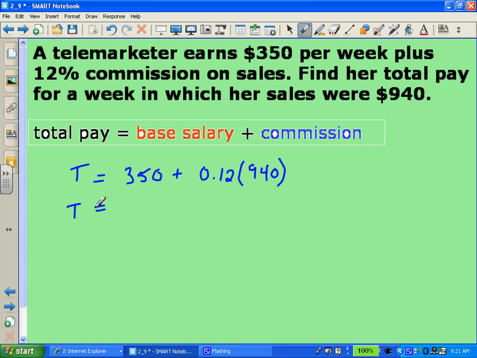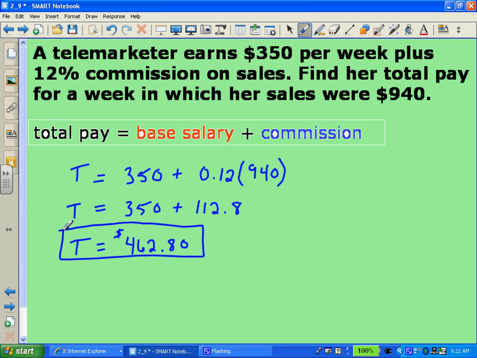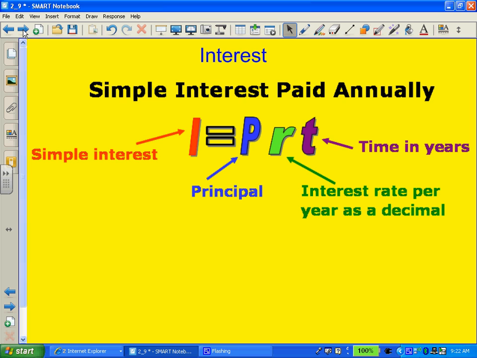So then I do 0.12 times 940. That's 112.8. So I still have 350 plus 112.8. I'm going to add those two together, and I get $462.80 that she would make for that particular week. Okay, so that's how we calculate our commission, or our total pay, I should say.